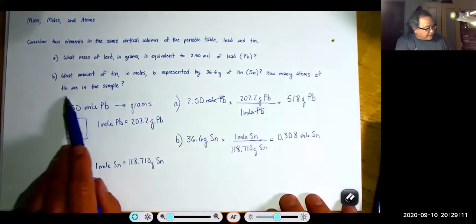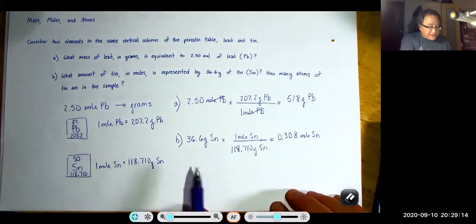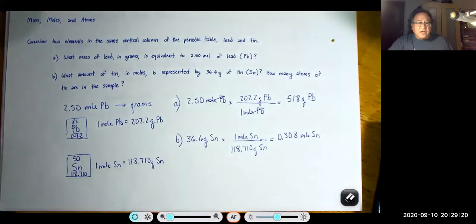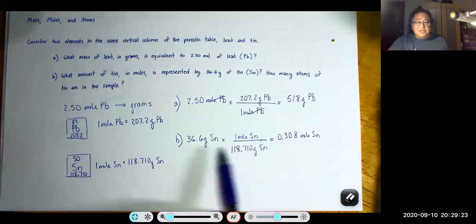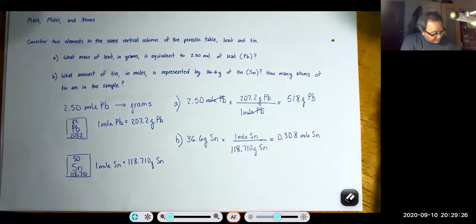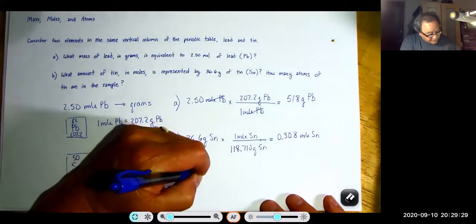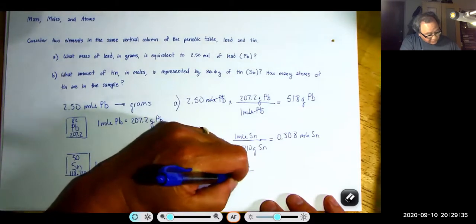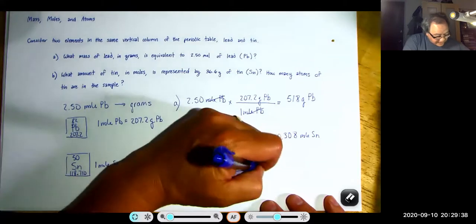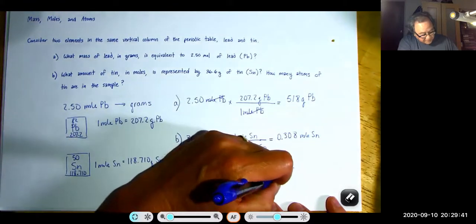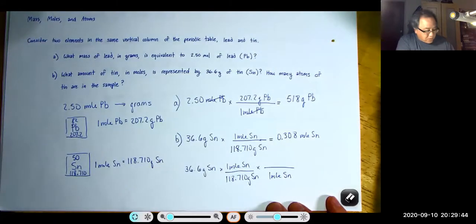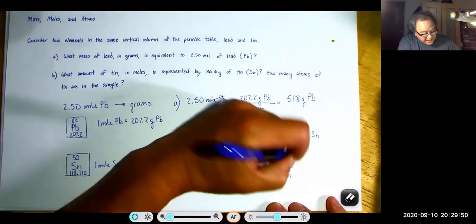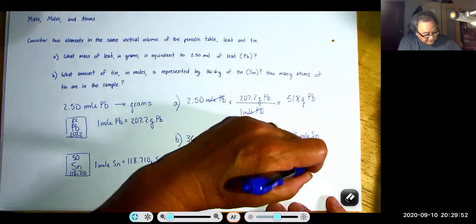All right, now what about the second part? How many atoms of tin are in the sample? Now we can start with this answer here, or we can start here. So let's pretend that in this particular question, we weren't asked this to begin with. We were just asked how many atoms. Well, this is how you might do it. 36.6 grams of tin times 1 mole of tin per 118.710 grams of tin, and then times 1 mole of tin on the bottom. And what's the numerical amount of a mole? That's right, 6.022 times 10 to the 23rd. And we're going to put atoms of tin because that's what we're talking about.